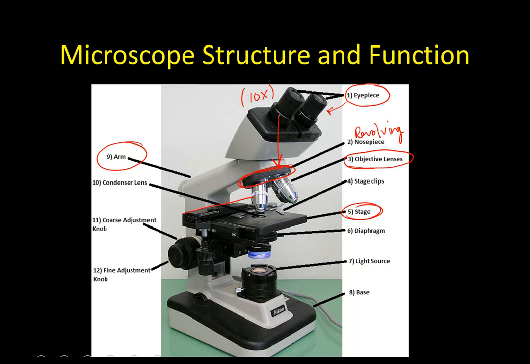Now, normally for our labs, the revolving objectives would be a 4x objective, a 10x objective, and a 40x objective. Depending on the lab, some also have a 100x objective. But you always start with that 4x, okay? So the objective lenses are these guys, okay?